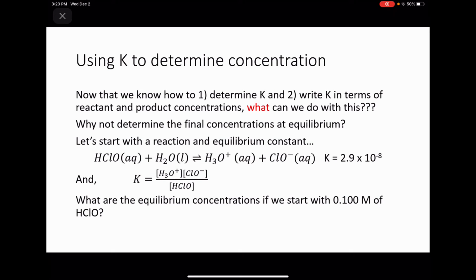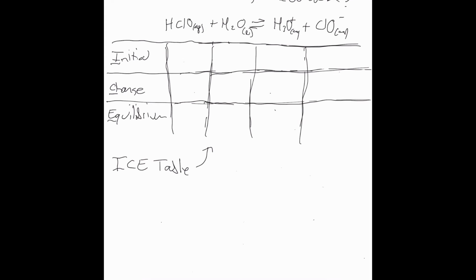So let's do a quick calculation. If we started with 0.1 molar of HClO, we've set this problem up. Let's go through and solve it. We have 0.1 molar HClO, and we want to know the concentrations. We have our reaction: HClO, H2O, H3O plus, and ClO minus.